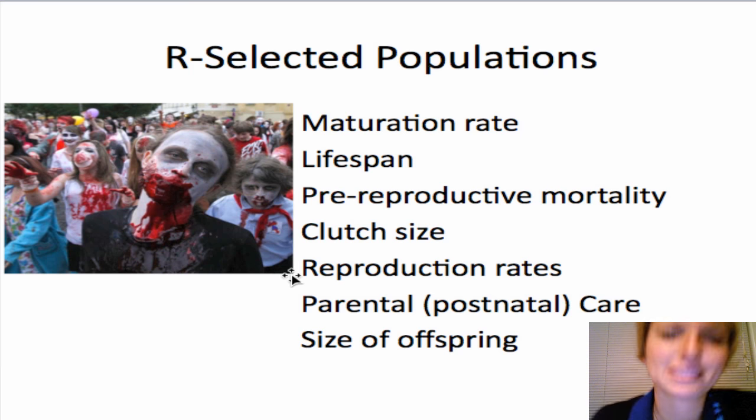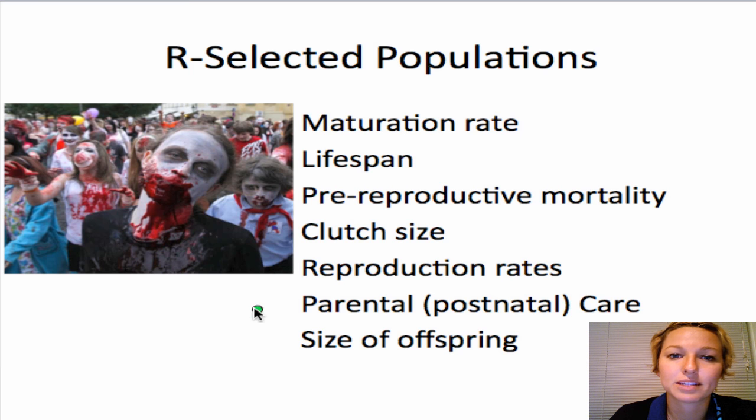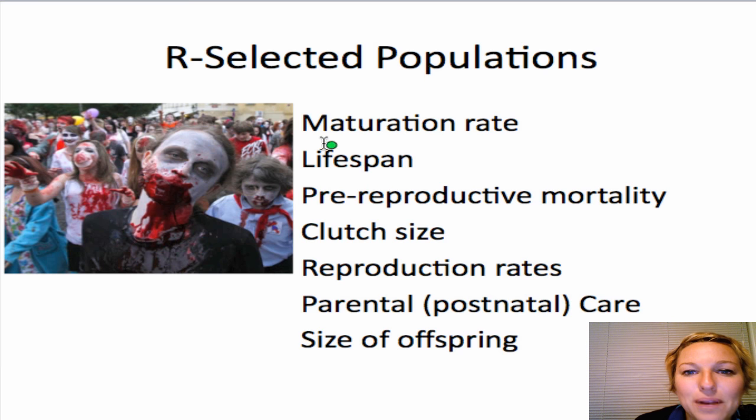Now we're going to look at R-selected populations. And I firmly believe that if zombies were real, they'd be an R-selected population. They have an incredibly fast, high maturation rate. Pretty much when they're bit, they turn into a full-blown zombie, right? They have a short lifespan. Okay, I'm actually not sure about zombies on this. Do they live forever? I don't really know. But it seems like in zombie movies that they die a lot. And they die really easy. So they have a really short lifespan. This is R-selected populations.